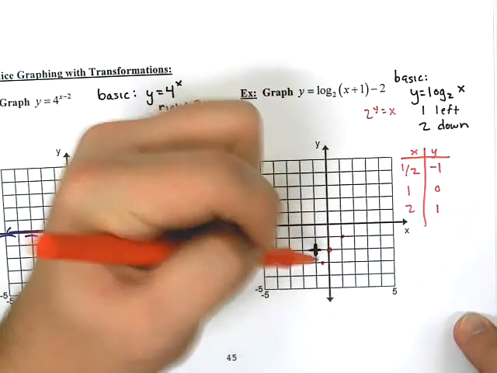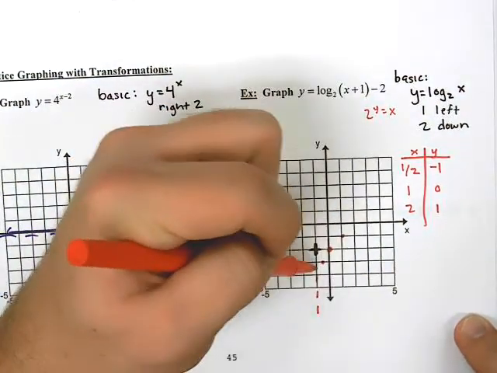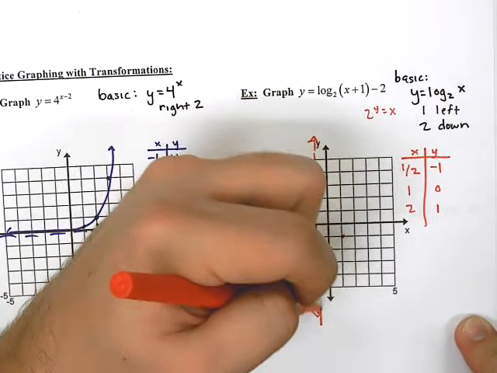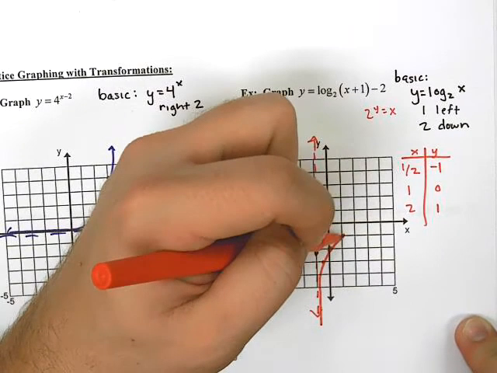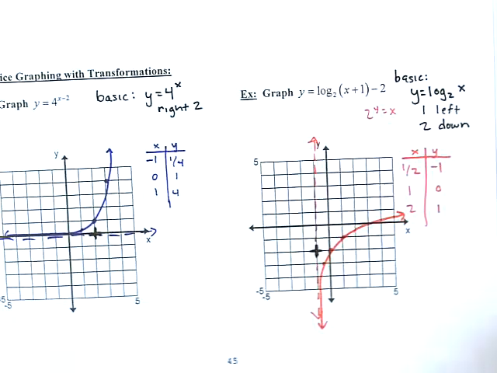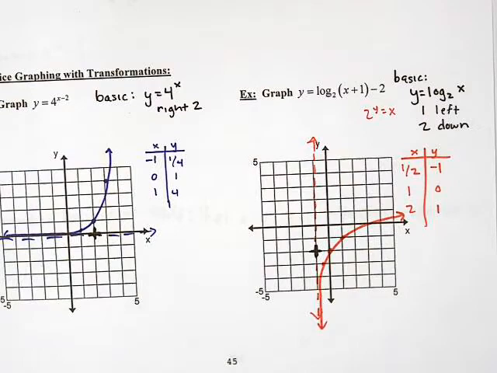and I also need to make sure that I plot my vertical asymptote, because now I know that this graph should look something like this. Alright? Okay, I think, let's hope, yes, okay.